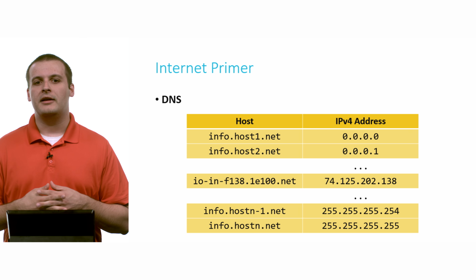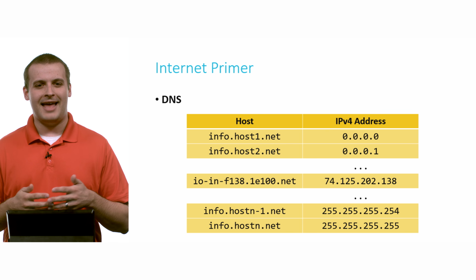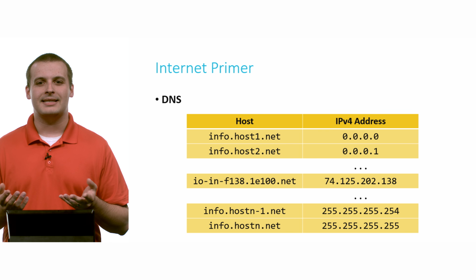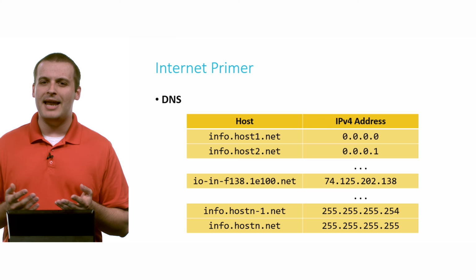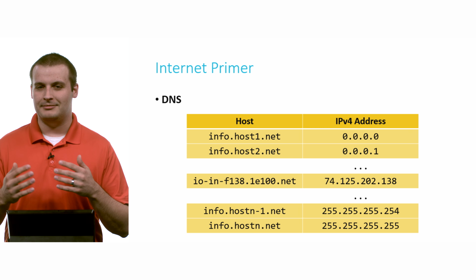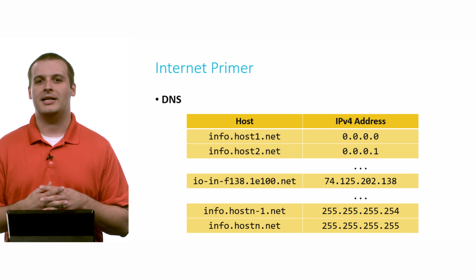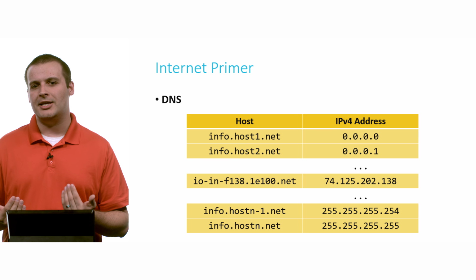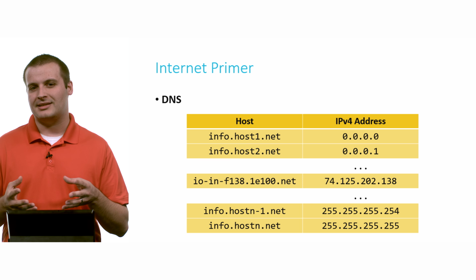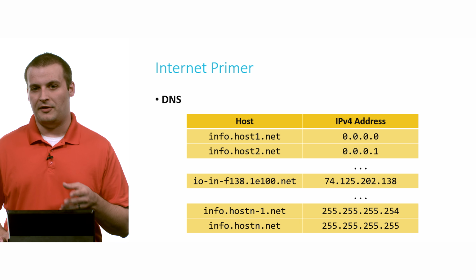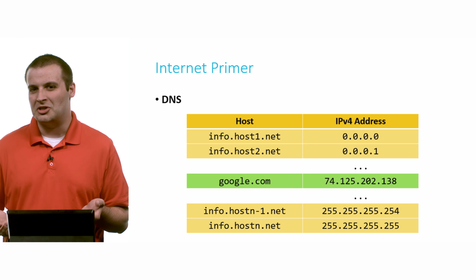So if we visited 74.125.202.138, apparently that translates to that site there, IO. What the heck is that? Well, not every name that maps is actually clear what it is, right? So sometimes somebody who owns an IP address might name their host something that they're actually not. For example, that IP address, if you went there, it's actually just google.com.